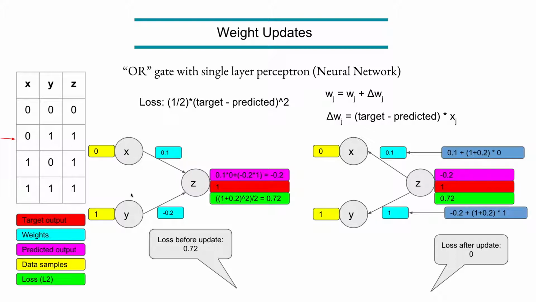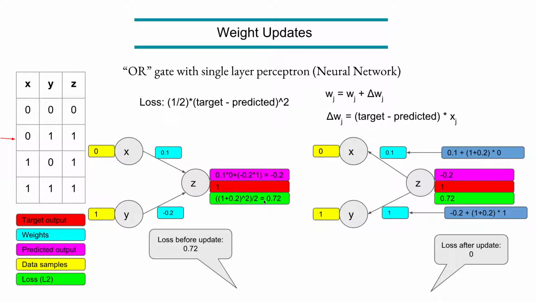So let's start with the second iteration. The x is 0, y is 1, and let's assume we initialize the weights as 0.1 and minus 0.2. So what we want as output is 1. This is the target output here, 1. And we got the prediction of minus 0.2, right? So there is some difference between the target output and the predicted output. So we have to calculate the loss, to see how good or how bad our model performed on this iteration.